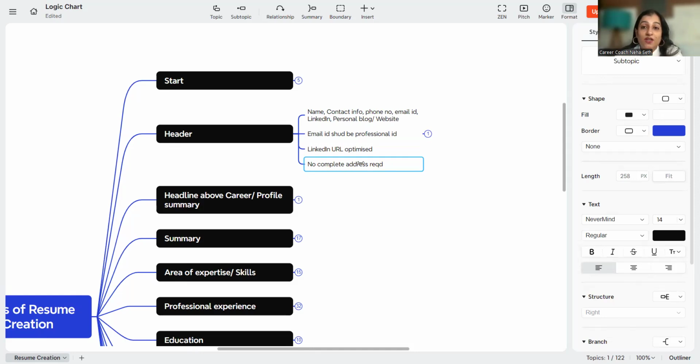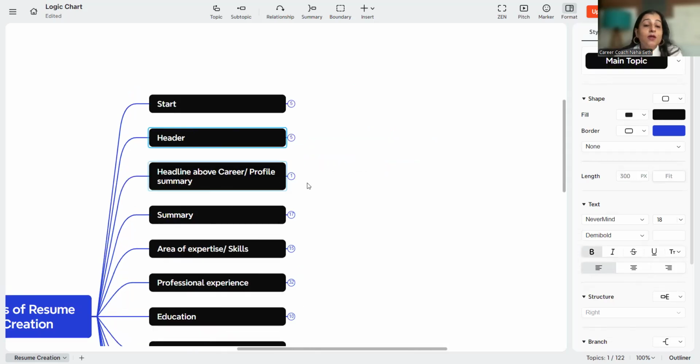Next, no complete address is required. Many a time I see a lot of people write their complete address, or sometimes their date of birth, their marital status, and all that. All this information is irrelevant for a recruiter to see in your resume, so we are not going to add any irrelevant information. So that's the header part.